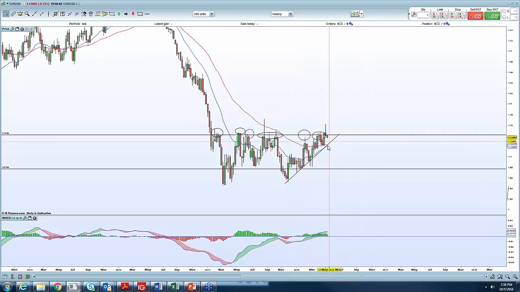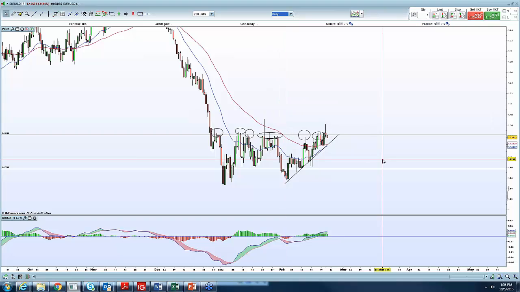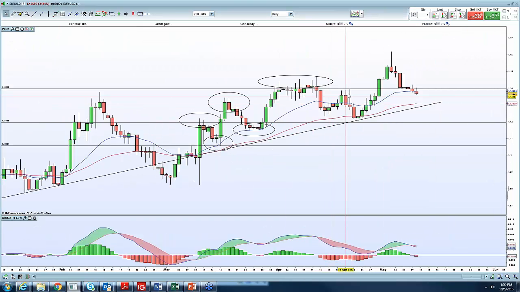And you can see the whole thing now turning towards the downside. All right, so if you look at the daily chart, you can see that it's still an uptrend.